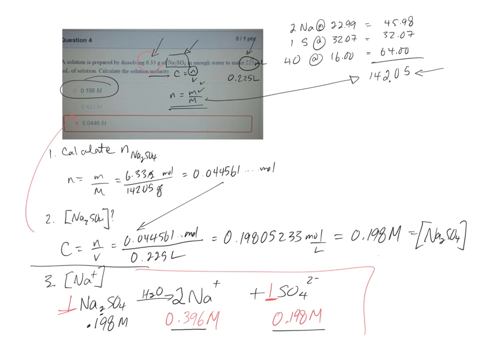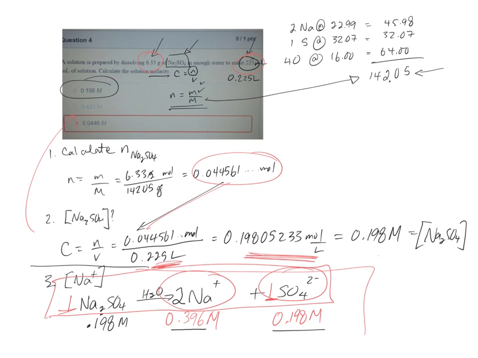So if they give you grams, I have to convert that first to moles, and then with the volume, convert that moles with a volume into a concentration. And then if they say what's the concentration of one of the ions, like the sodium ions or the sulfate ions, I need to write a dissociation equation and then calculate, based on the coefficients of the equation, the concentration of each individual ion.